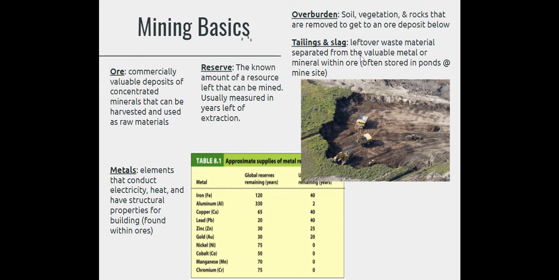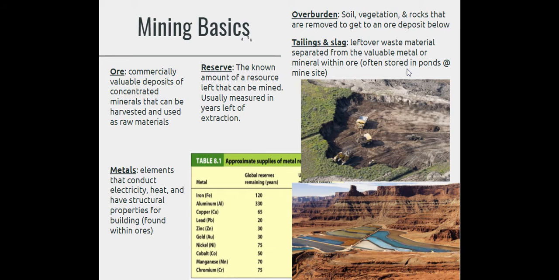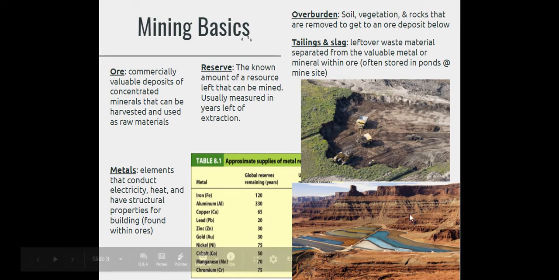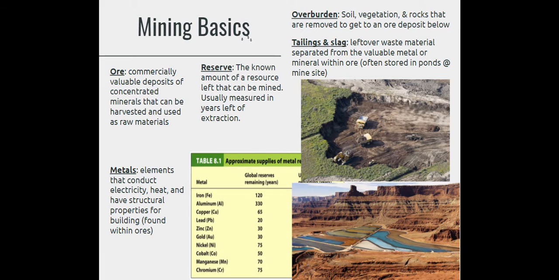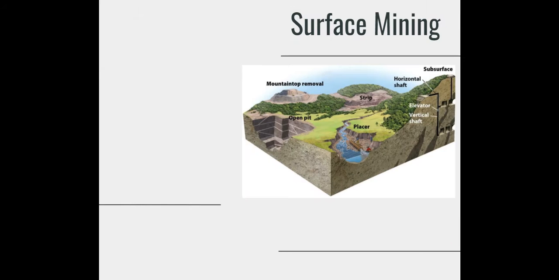Tailings and slag are the leftover waste material separated from the valuable ores and metals, stored in ponds and mine sites that occasionally don't stay in there, but during a heavy rain may go down into streams, groundwater, or oceans.